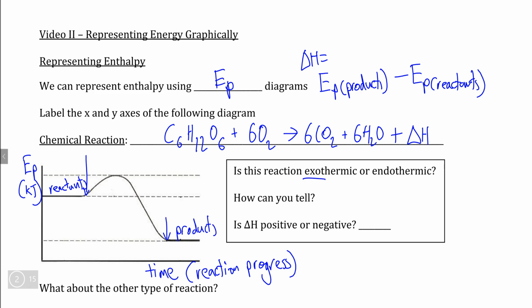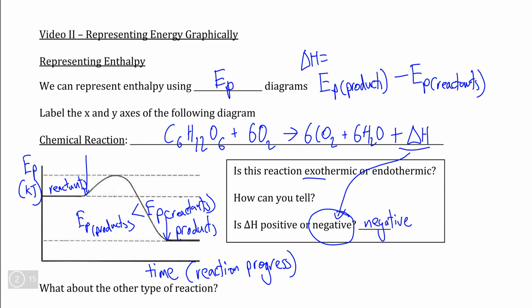Now, remember that delta H being in the products means that delta H is going to be negative, and using this graph, we can see why. So here, we can see that the potential energy of the products is clearly less than the potential energy of the reactants. And then if we refer back to our formula for delta H, if the potential energy of products is less than the potential energy of our reactants, when we use the formula for delta H of products minus reactants, we are going to get a negative number here.